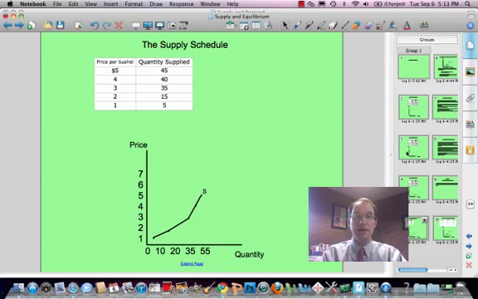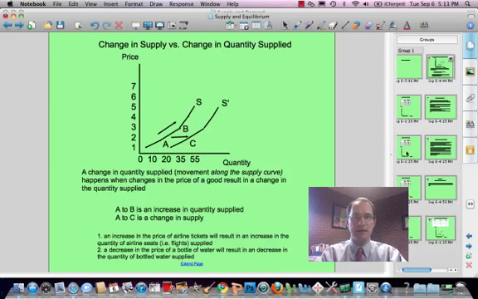Now, just like the demand schedule had factors that would change it, so does the supply schedule. So let's take a look at change in supply versus change in quantity supplied. A change in quantity supplied, so movement along the supply curve, just like we had movement along the demand curve, happens when a change in the price of a good results in a change in the quantity supplied. So as the price of something goes up, in this case from about $1.50 to maybe $2.75, that will result in an increase in the amount produced or supplied. So A to B is a change in the quantity supplied, in this case an increase.